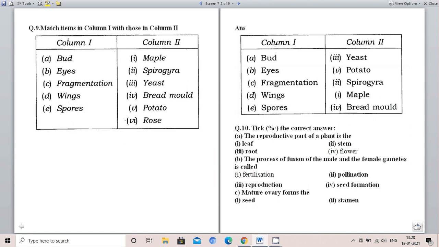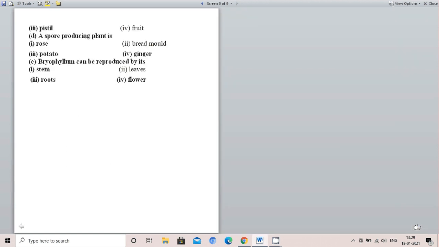Next we have question number 10. आपको correct answer पे tick करना है. The first one, the reproductive part of a plant is leaf, root, stem, flower. The correct answer is flower because it contains your male reproductive part and the female reproductive part. Next, the question number B, the process of fusion of the male and female gamete is called. Male and female gamete के fusion को क्या बोलते हैं? That is fertilization. Next, mature ovary forms. Ovary क्या form करेगी? Seed. No, ovary क्या form करेगी?